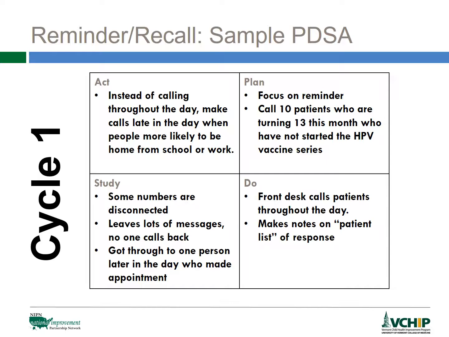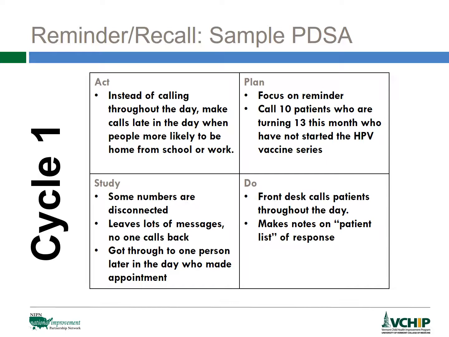So the front desk person calls patients throughout the day as he has time to try to get them to come in and make an appointment for HPV vaccine. As he's doing this, he's making notes on that patient list of what the response is. So maybe that could include things like number disconnected, left a message, no answer, or appointment made.